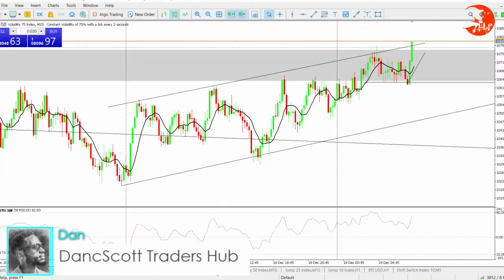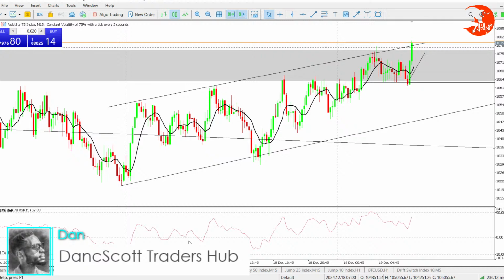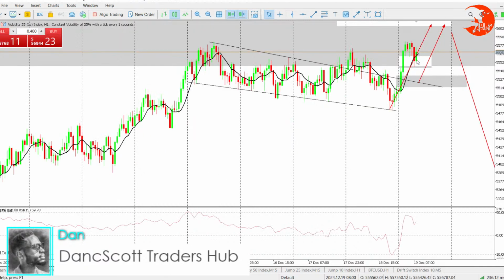Jump 75. It may give us a sell later on and come in, and then this one we wait. Yes, this one is a no-go for me because it did come to this.